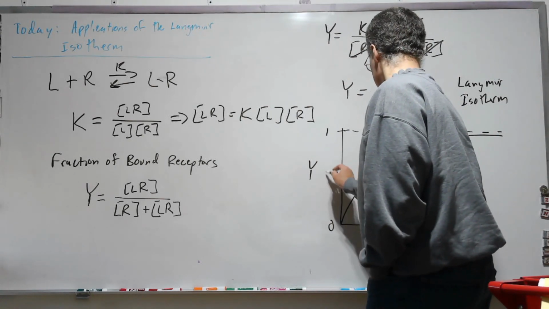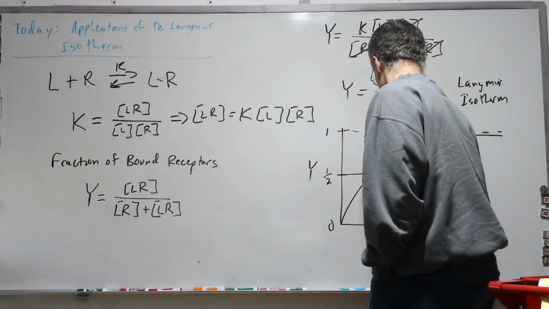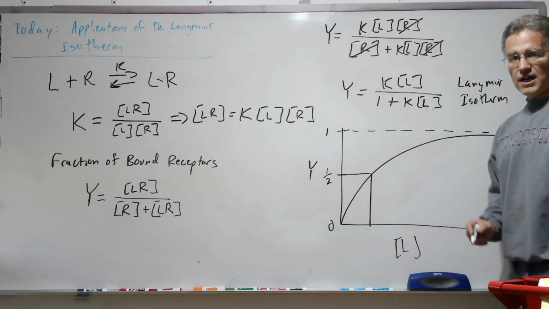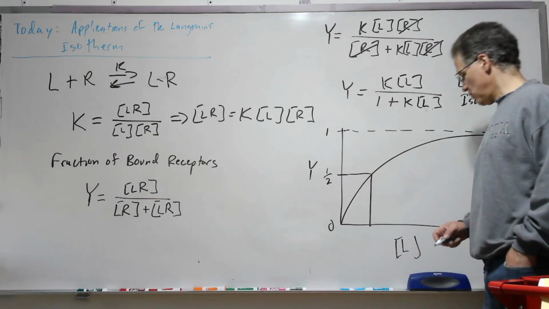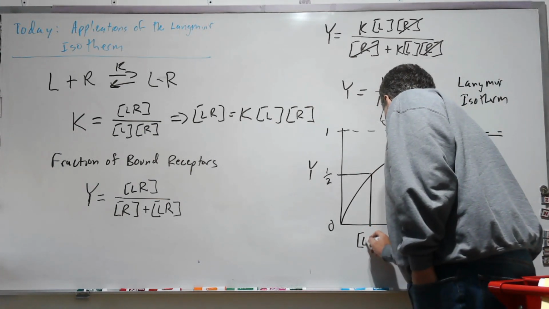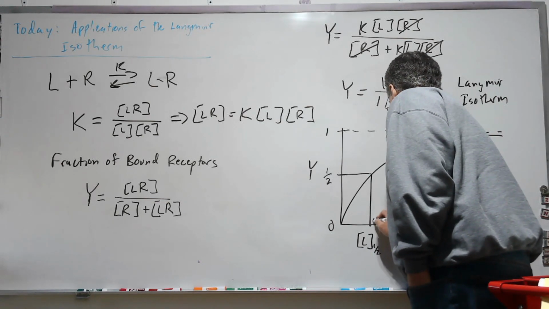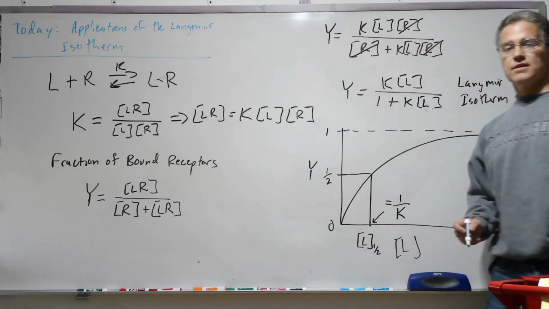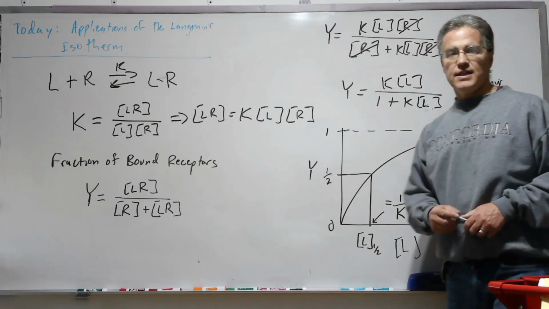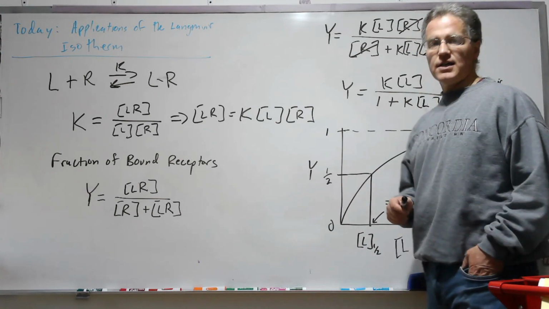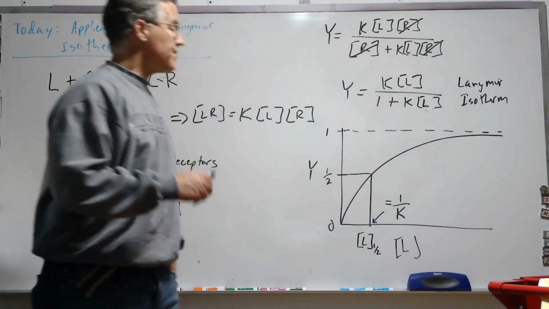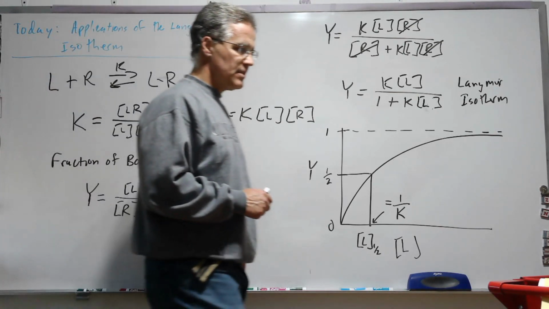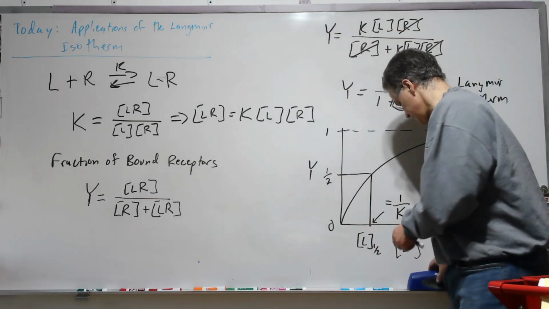And then we look at this special point. And this is the ligand concentration that gives us 1/2. And this is equal to 1/K. So if we can find the half fraction ligand concentration, we can find that from the value of K. Or we can find K from that value. All right, so that's our first application.